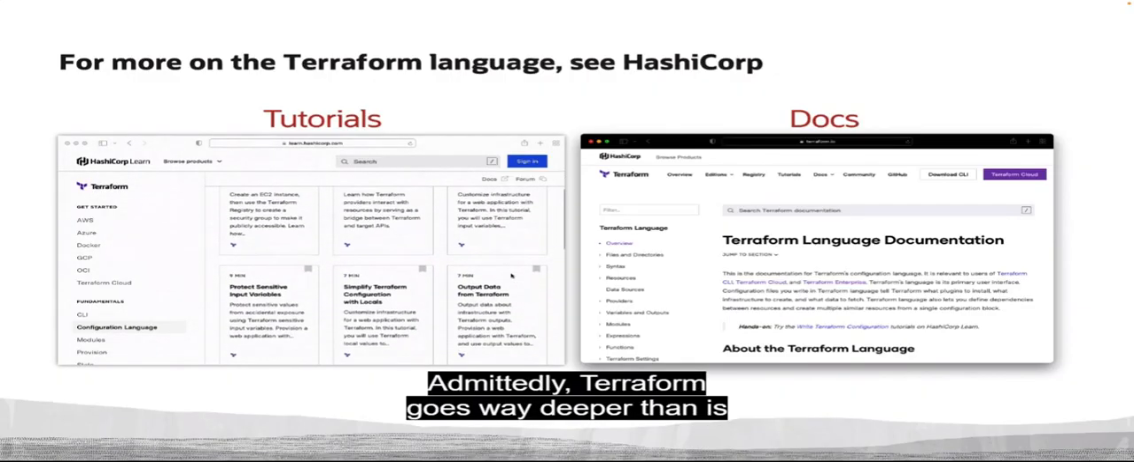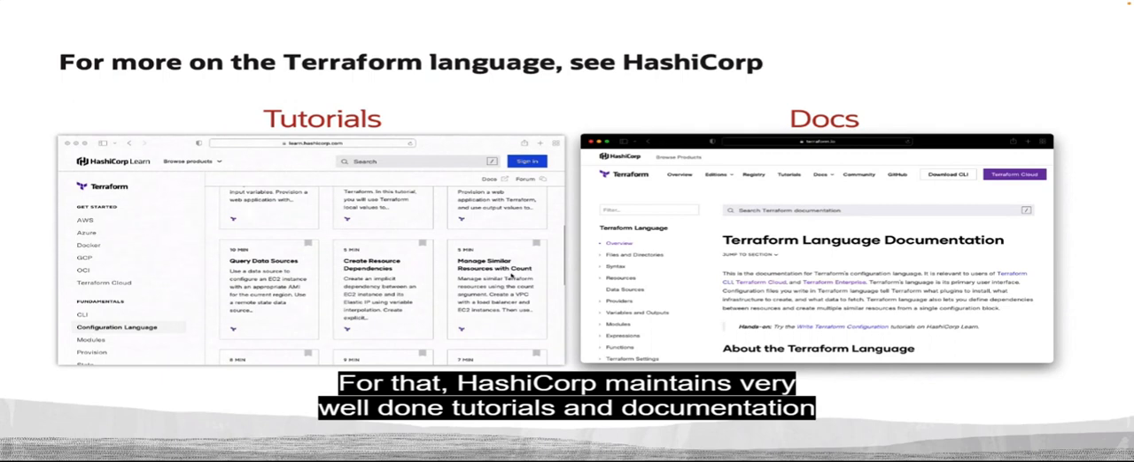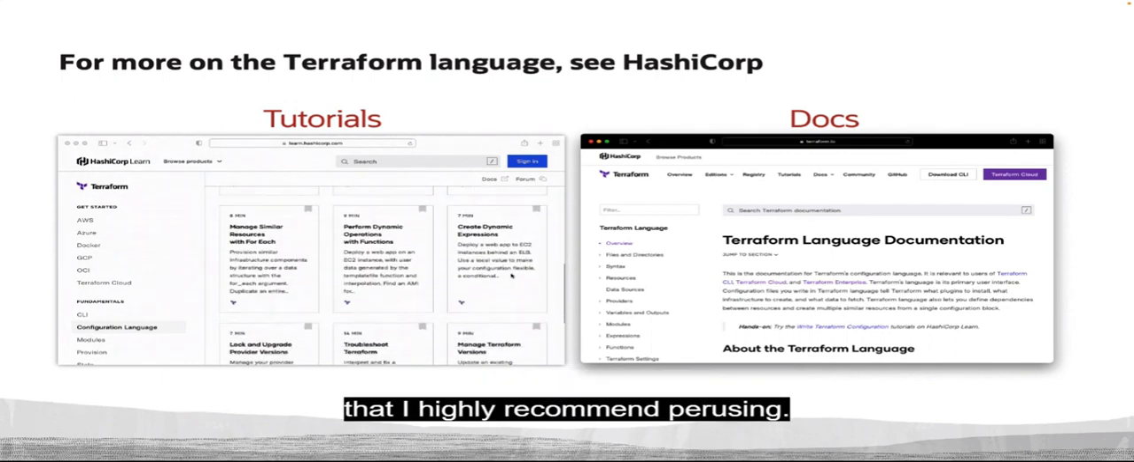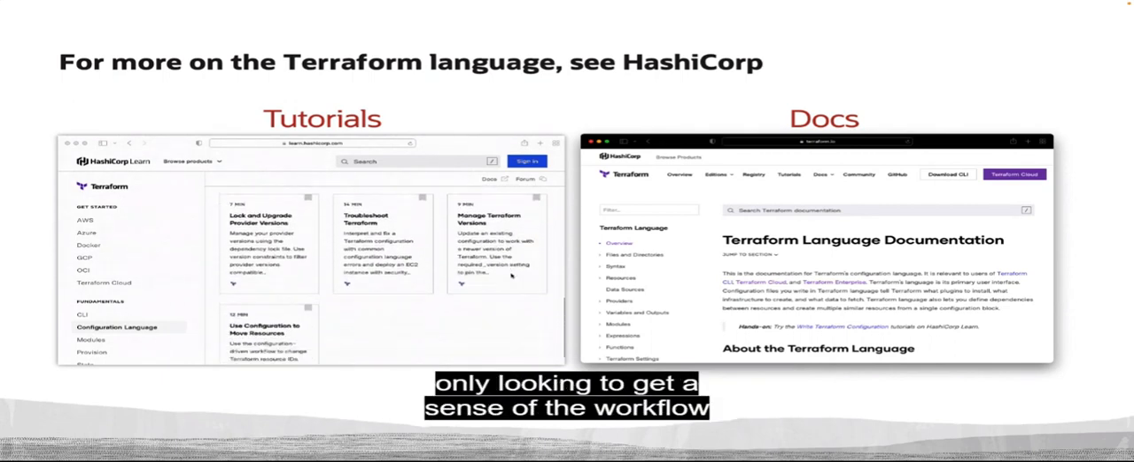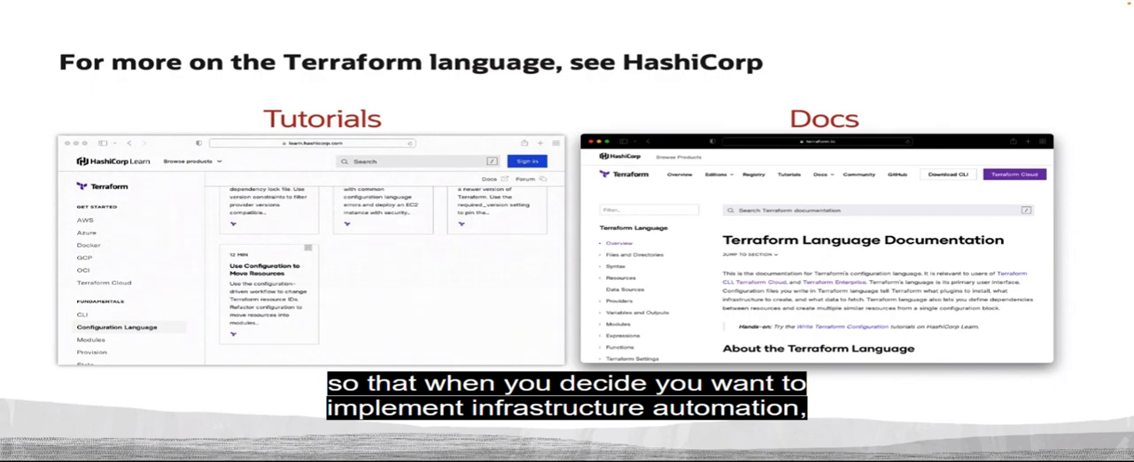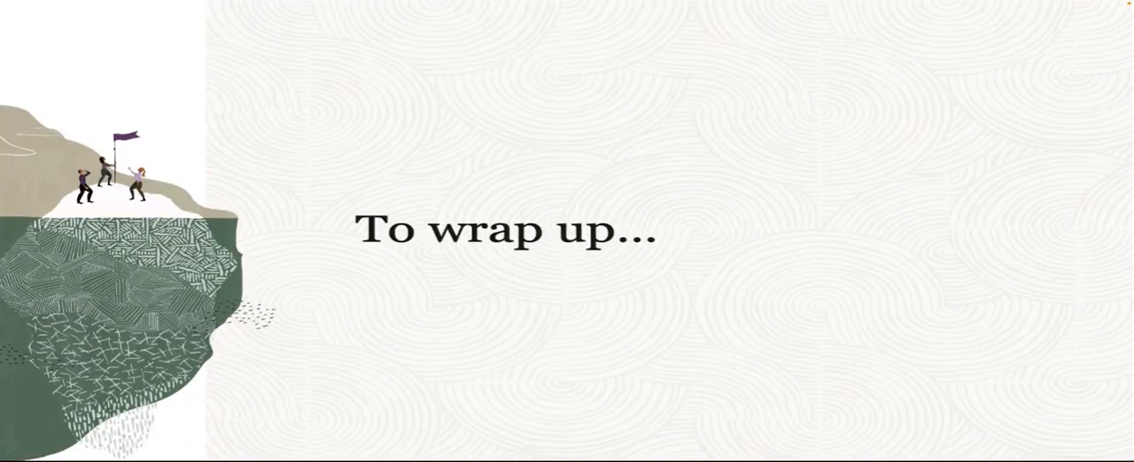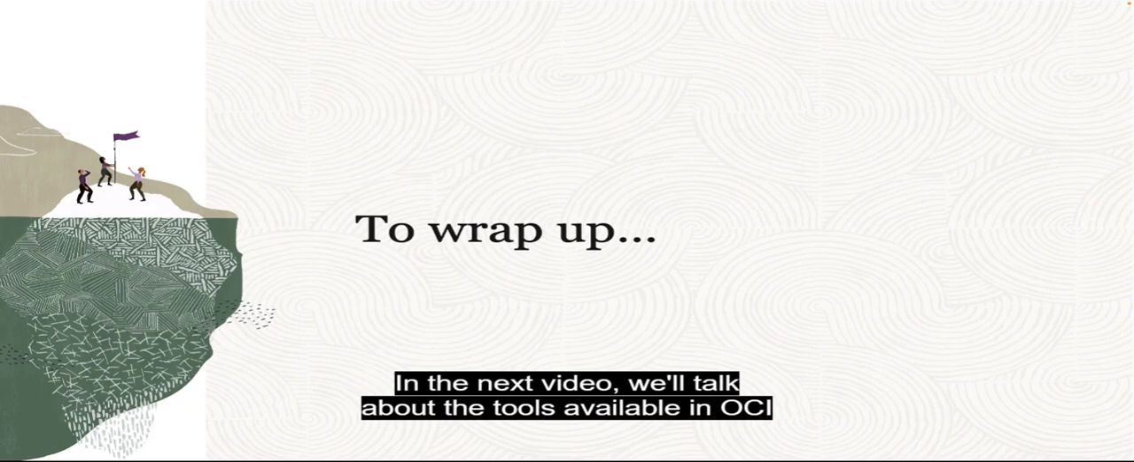Admittedly, Terraform goes way deeper than is within the scope of this course. For that, HashiCorp maintains very well-done tutorials and documentation that I highly recommend perusing. For this course, like with Ansible, we're only looking to get a sense of the workflow, so that when you decide you want to implement infrastructure automation, you know where to start. So that's all we have for general Terraform knowledge. In the next video, we'll talk about the tools available in OCI to facilitate Terraform usage.